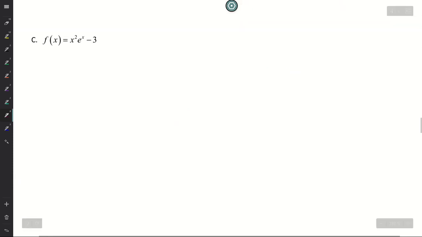All right, so now what I want to do is kind of shift gears and look at something that's a combination of functions. So in this one, we've got some things that look like polynomials, like the x squared and the -3, but then we also threw in this exponential function. All right, so on this, the first thing I want to talk about is the domain.